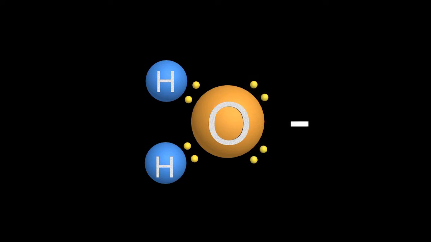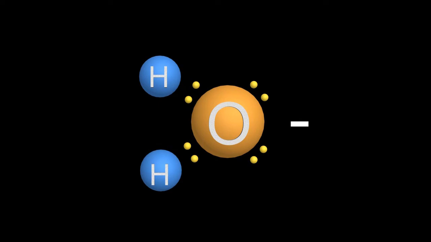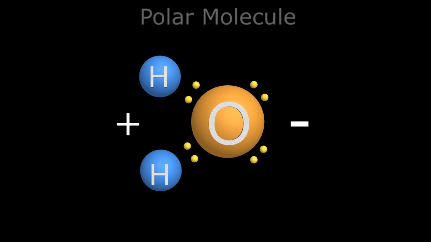In addition, the hydrogens asymmetrically share their single electrons more with the electrophilic oxygen atom and less with themselves. Since hydrogen has a single positive proton surrounded by a single orbiting electron, this asymmetric electron sharing causes this side of the water molecule to be slightly positive. With a positive charge on one side and a negative charge on the other, water is known as a polar molecule.